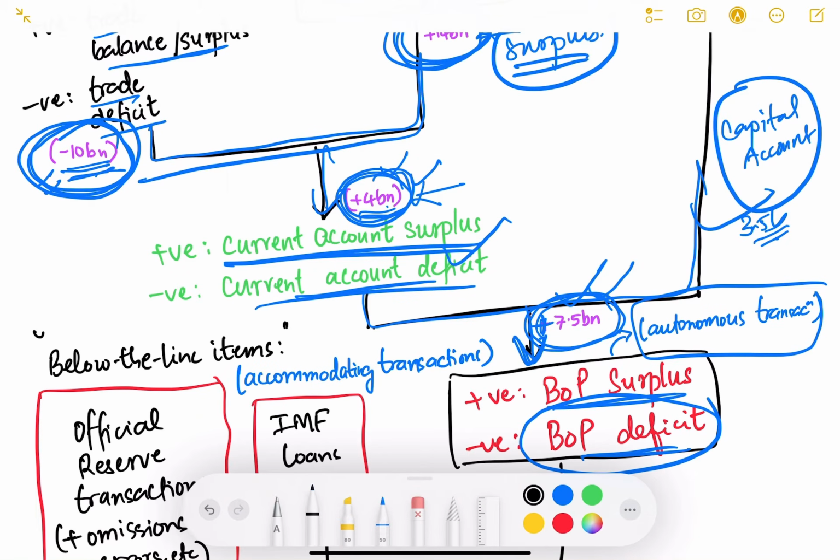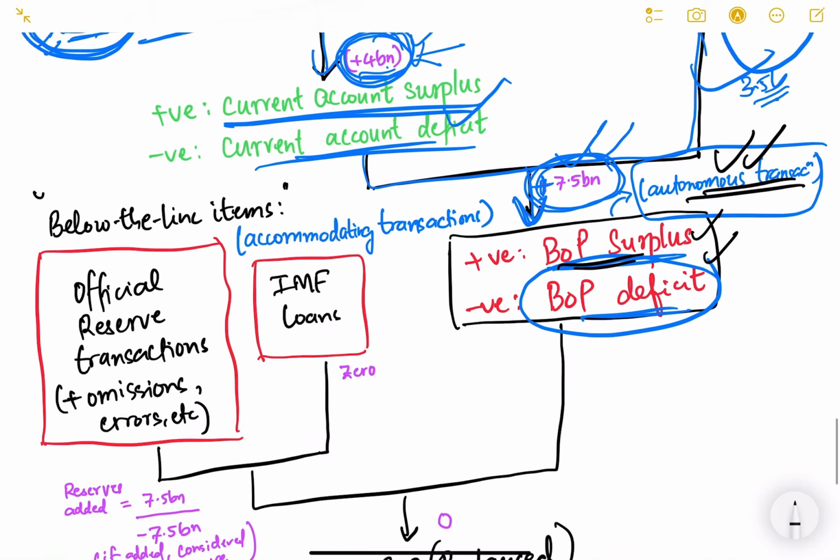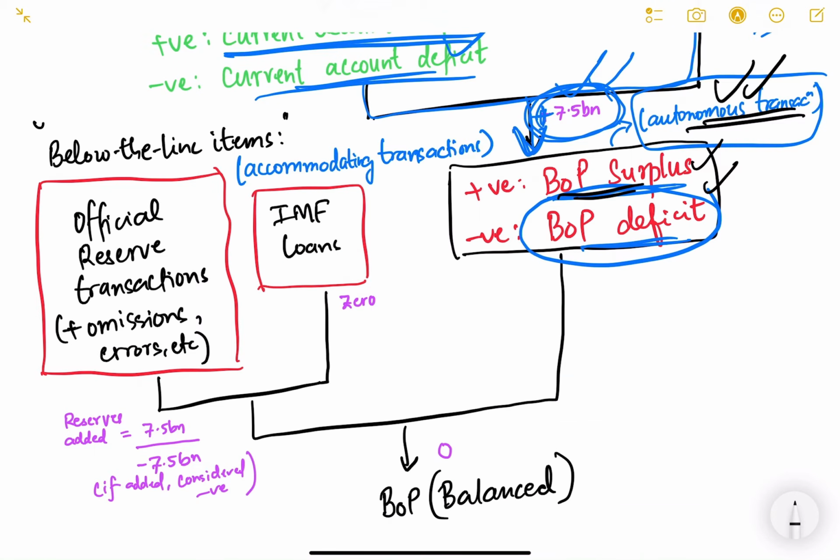Okay, they are known as autonomous transactions because these transactions are done independently of balance of payment, surplus or deficit. So we don't look at this number, balance of payment, whether it is plus or minus. These things happen and after that we calculate and we get this balance of payment. So they are independent. So that's why they are known as autonomous transactions.